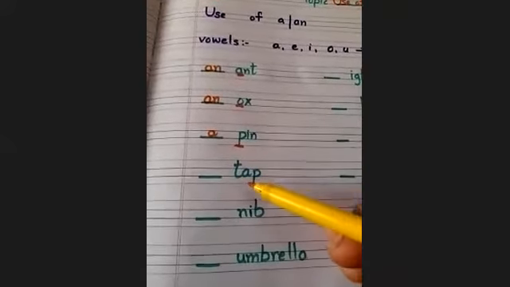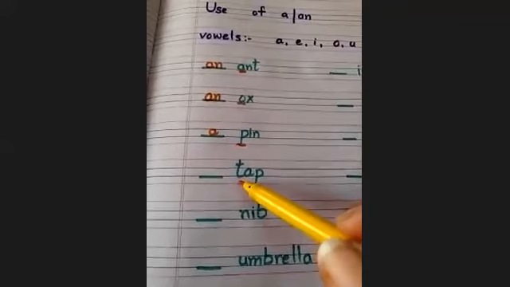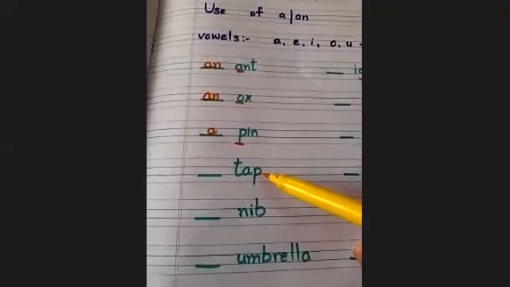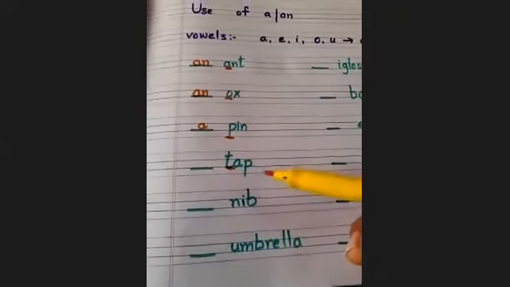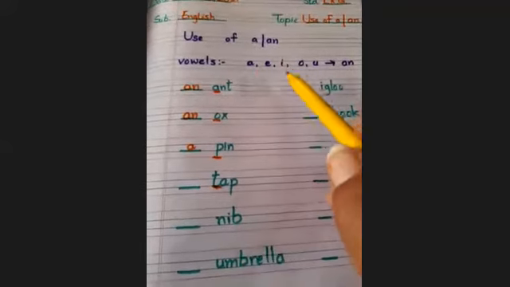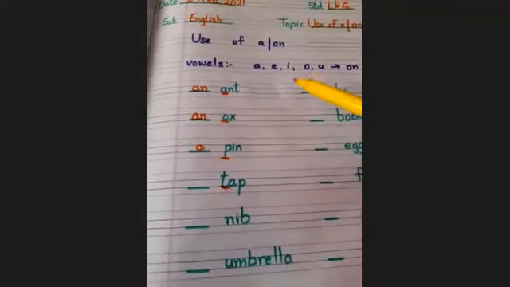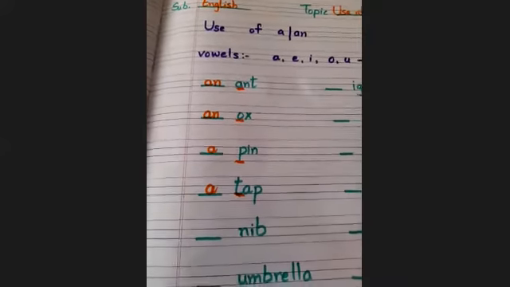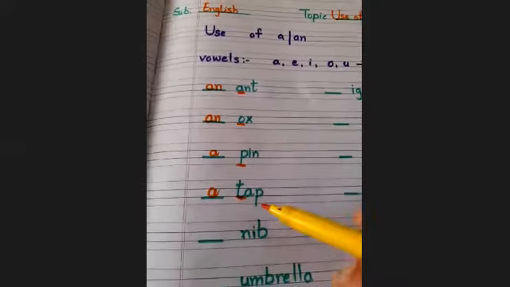Okay, students, our next letter is T. We will read the full spelling. T-A-P, tap. Now see, the first letter is T. T is not a vowel. A, E, I, O, U. These are five vowels only. T is not a vowel. So we will write here A. With consonant T, we will write A.